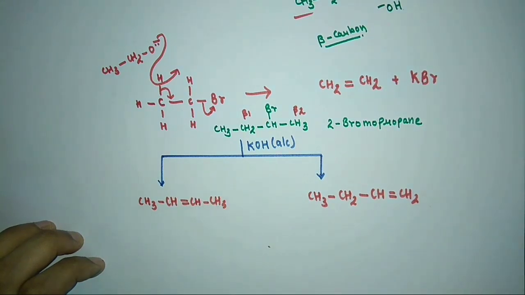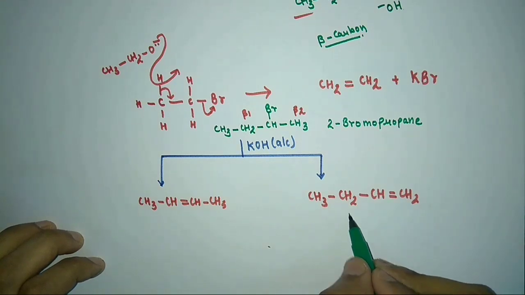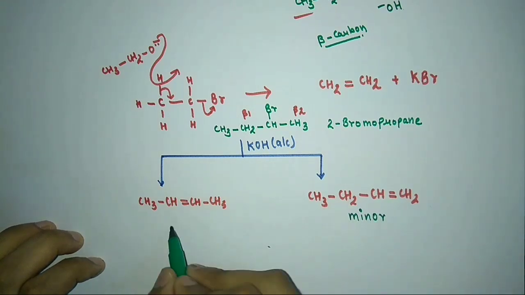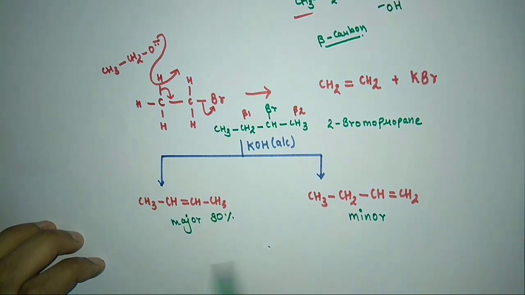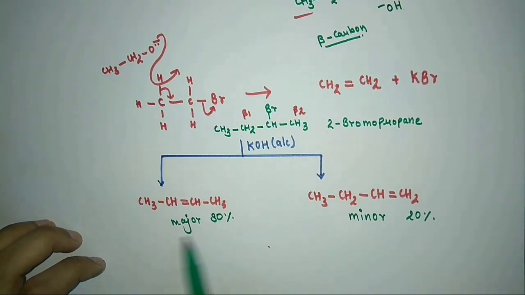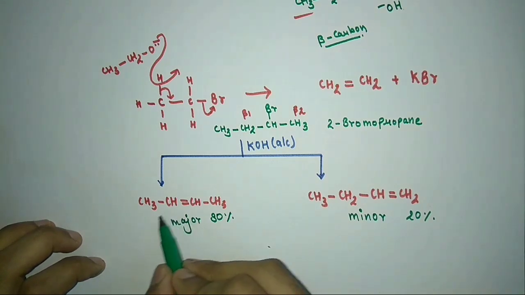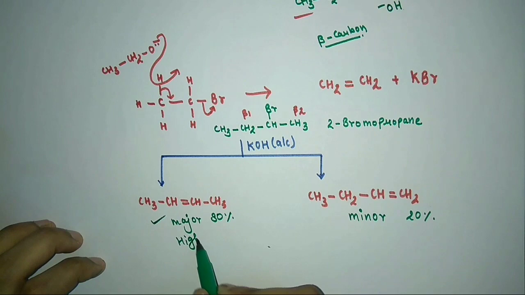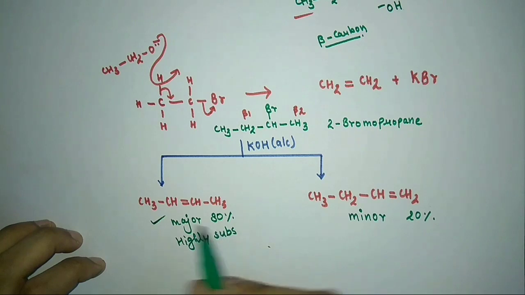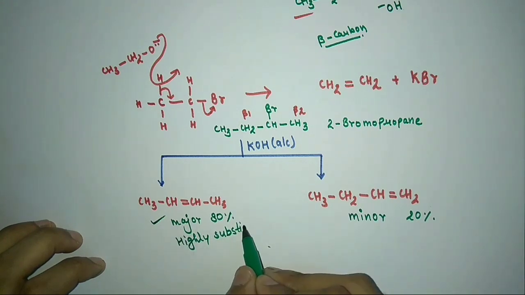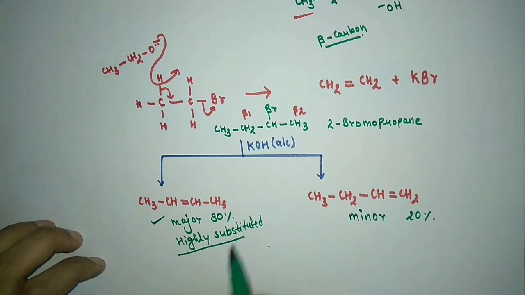So if the hydrogen is eliminated from the beta 2 carbon atom, this will be formed as the product, and this will be our minor product. And this will be our major product. Its concentration is near 80% and this one is 20%. Now why is this the major product? Because the alkene which is highly substituted will be our major product, because it has more hyperconjugating structures.